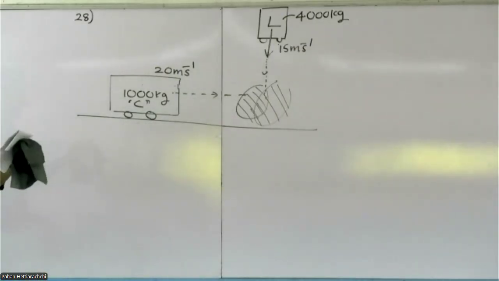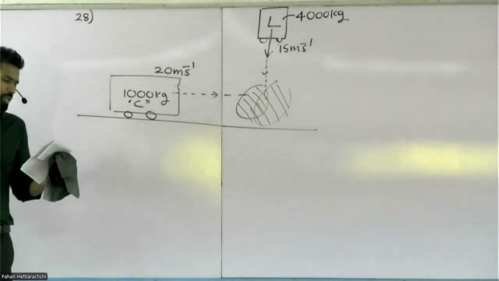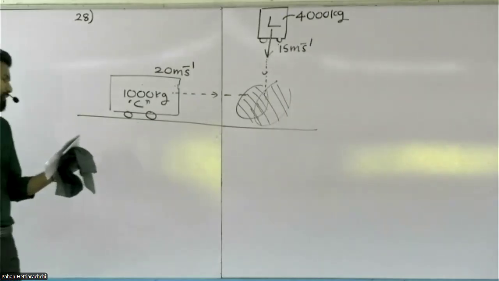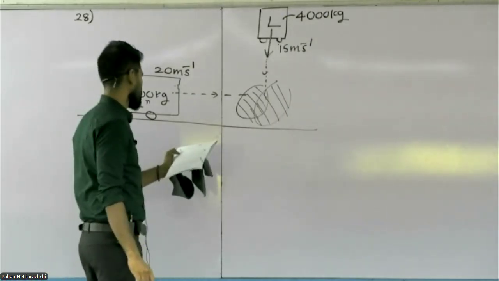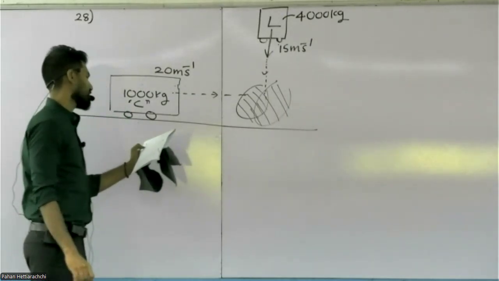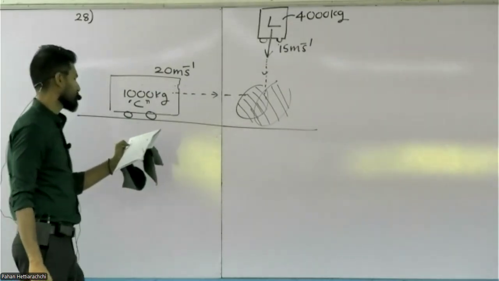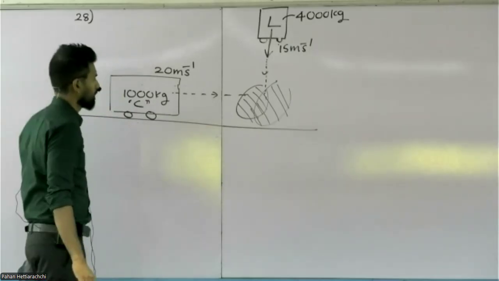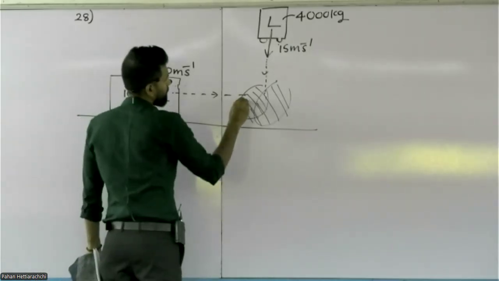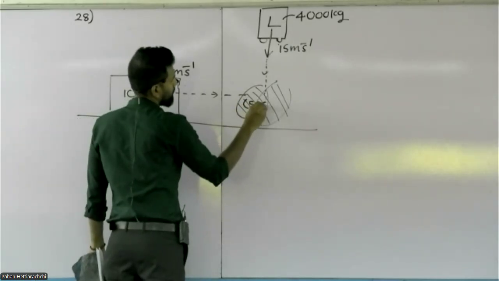After the collision, both vehicles move together and come to rest after traveling 5 meters. Find the common velocity immediately after collision and the retarding force acting on the system after the collision. Okay, so this is the 5000 kg.